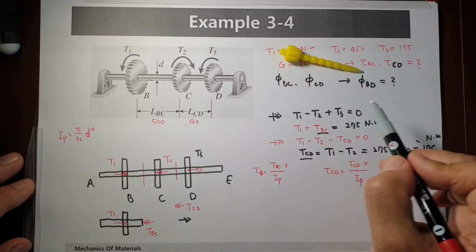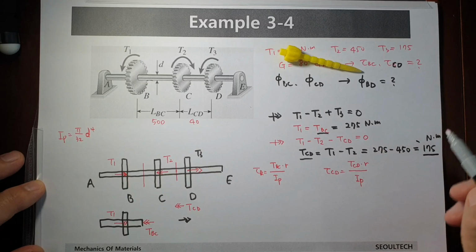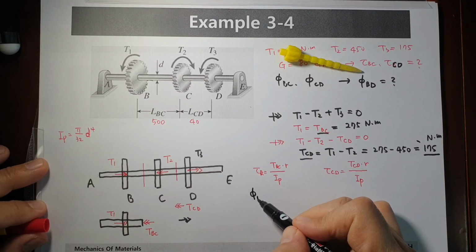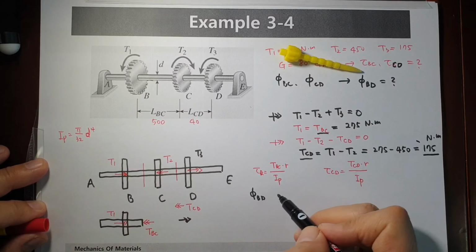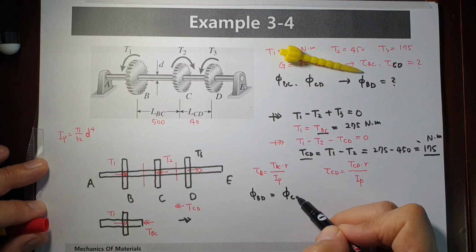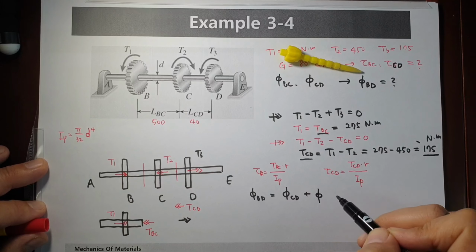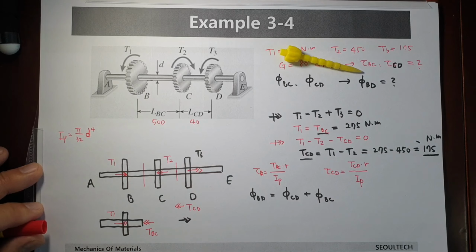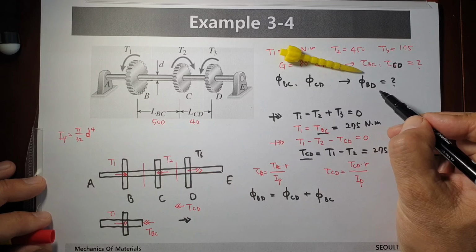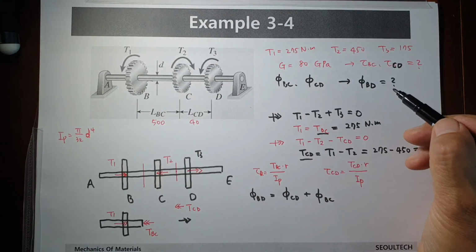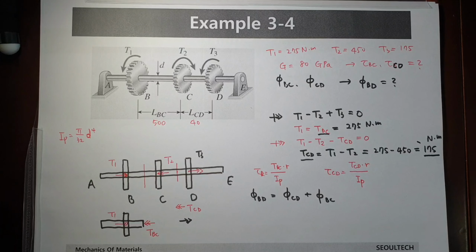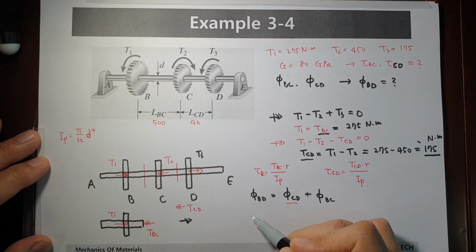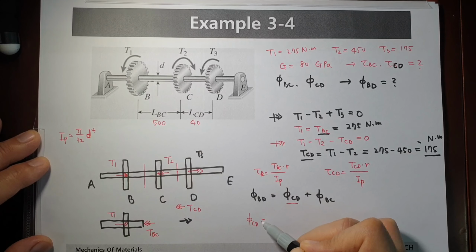Next, our goal is to find this value, phi BD. Phi BD equals phi CD plus phi BC. When you add up, then finally you can calculate phi BD. First, let's think about phi CD.